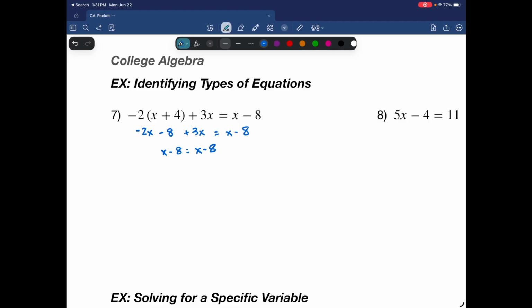You may already be thinking of what's about to happen. If I move one of the x's, I end up with negative 8 equals negative 8. Well, that is a true statement. And if I end up with a true statement, like the x's fall out and I'm just left with something that's true, this is what we call an identity. And that means my answer is going to be all real numbers.